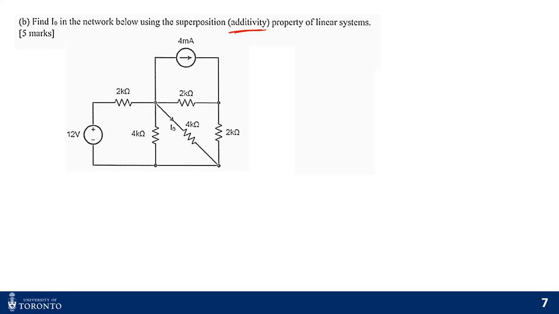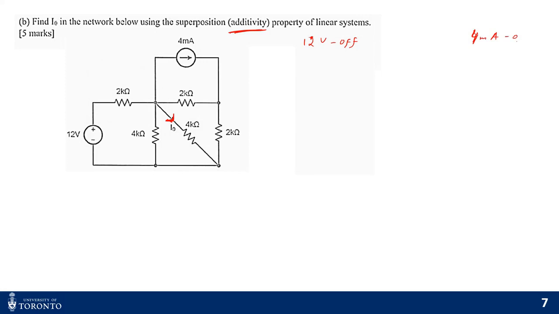All right, so now we are going to find I naught using the superposition theorem. Basically, let's consider two circuits. One is with the 12 volt source on and the 4 milliampere source off. The other one is with the 4 milliamperes source on.